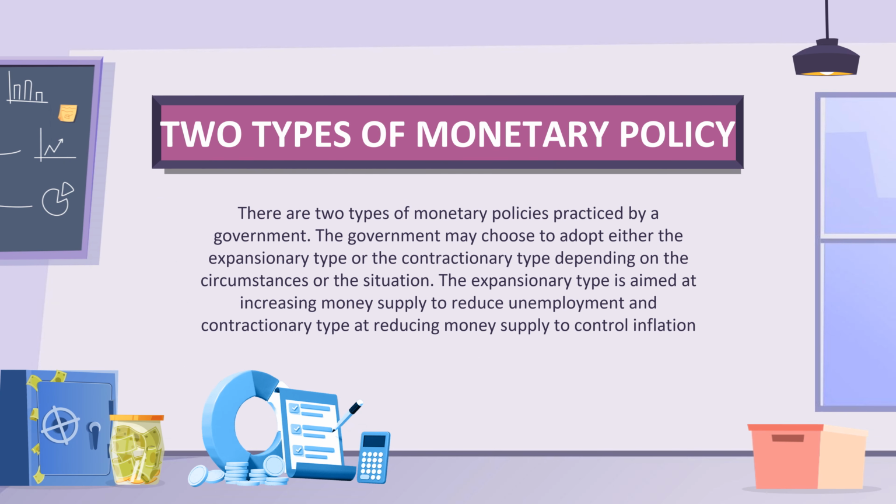Two types of monetary policies. There are two types of monetary policies practiced by a government. The government may choose to adopt either the expansionary type or the contractionary type depending on the circumstances of the situation. The expansionary type is aimed at increasing money supply to reduce unemployment, and the contractionary type at reducing money supply to control inflation.